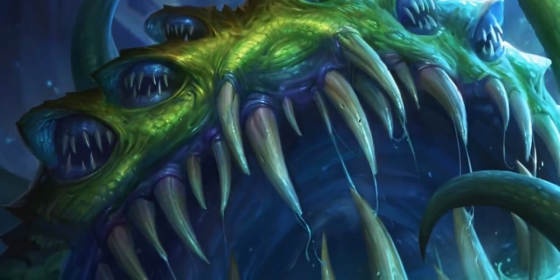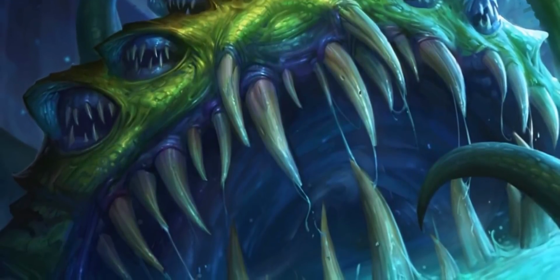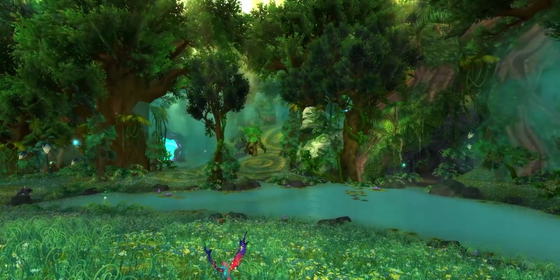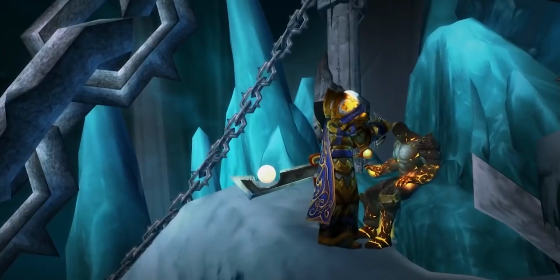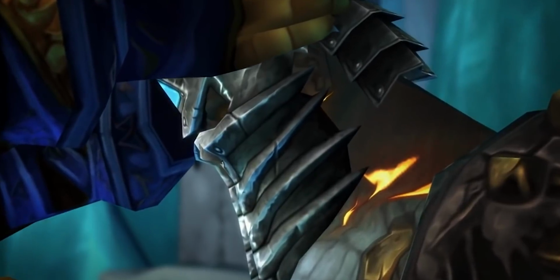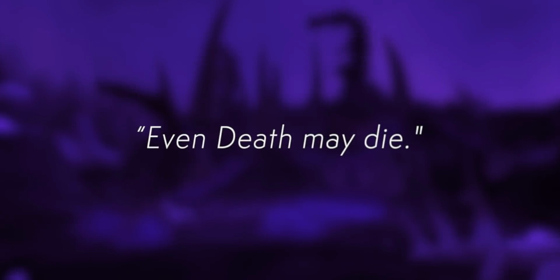Yogg-Saron, the god of death. He orchestrated what it means to die on Azeroth, infected the Emerald Dream when Yggdrasil touched his prison, and his theme was literally played when we installed the ultimate anti-death weapon on the Lich King's throne. That's no coincidence. I will leave you with a quote from the puzzle box of Yogg-Saron, something we uncovered after Arthas was dead and gone. And that is that even death may die.